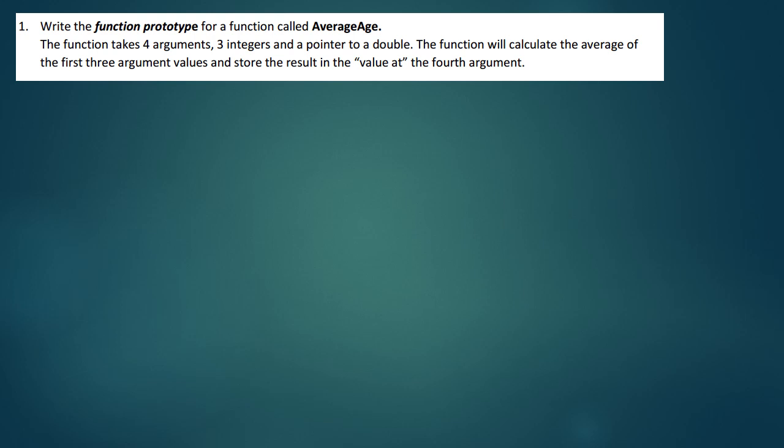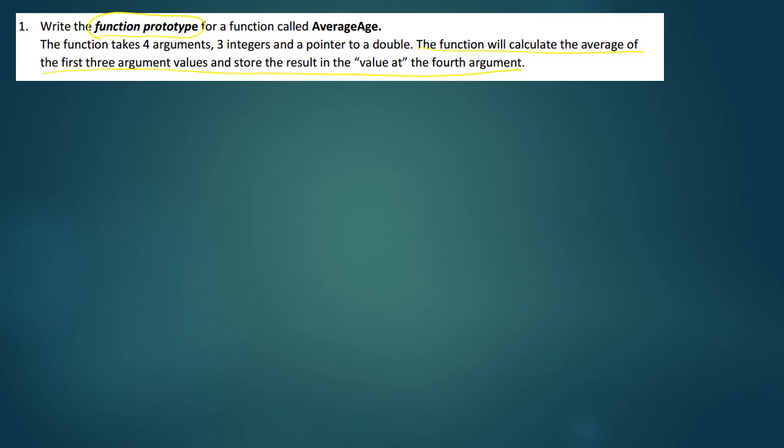Write the function prototype for a function called average age. So you already recognize that this is a function prototype. That's important to realize. The name of it is average age. It takes 4 arguments. 3 of the arguments are integers, and the 4th argument is a pointer to a double. The function will calculate the average of the first 3 values and store the result in the value at the 4th argument. Now this extra information here is not really important for writing the prototype, except if you were going to be putting the comments above it.